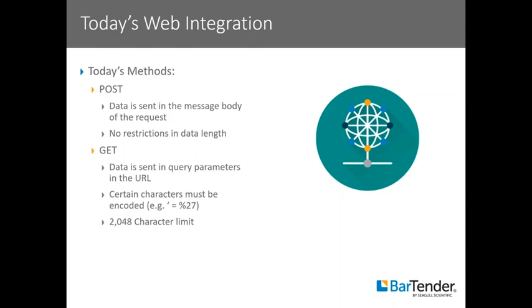Today, we will be building two types of web integration. We will be using the GET and POST methods. Let's go ahead and talk about those briefly. The first method will be POST. In a POST web request, data is sent in the message body of the request and not in the URL.